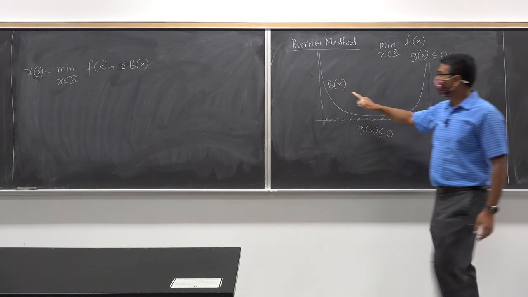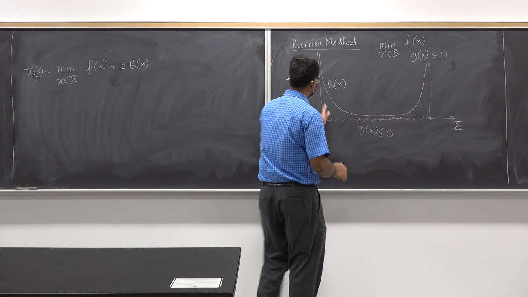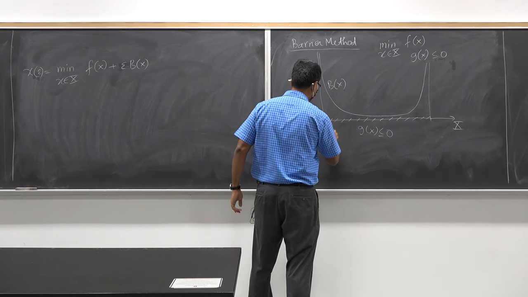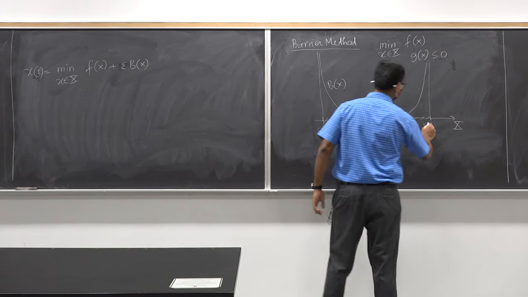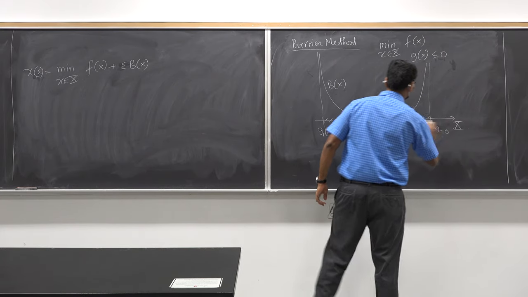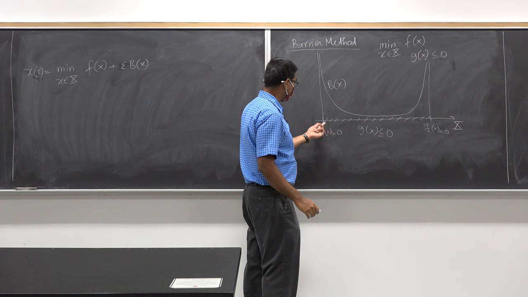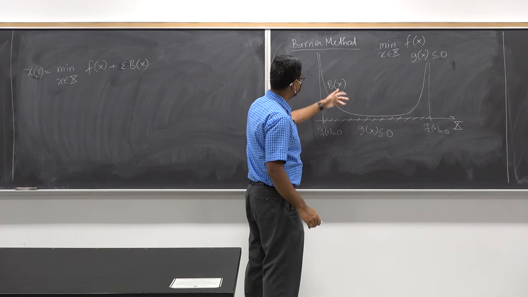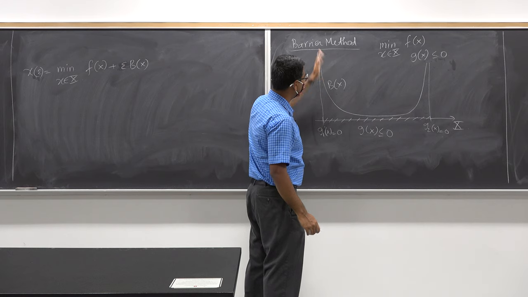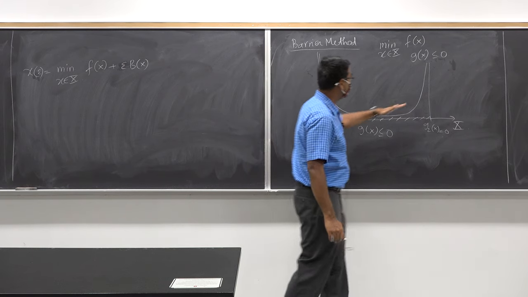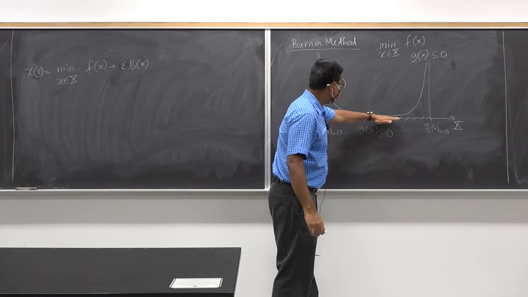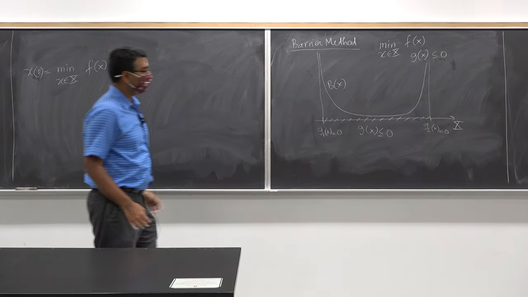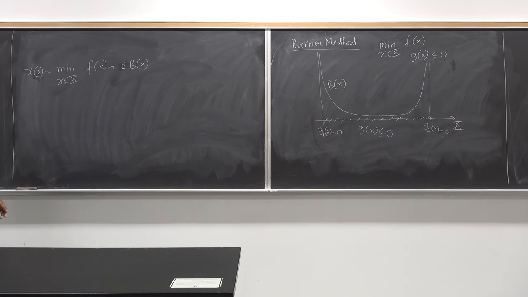On both the sides. So this is my g(x), let's say g1 of x equal to 0. This is my g2 of x equals to 0. As I'm approaching this constraint, the barrier function is going to escape to infinity very quickly. But in the middle region, it is going to be relatively flat. It's not going to change the value significantly.